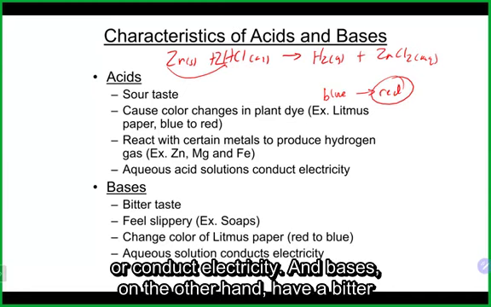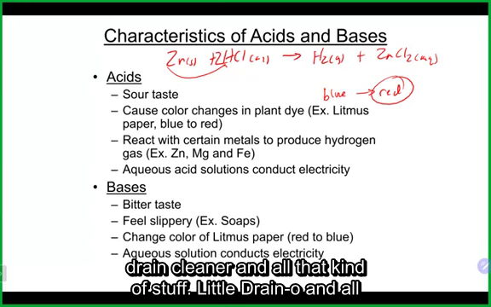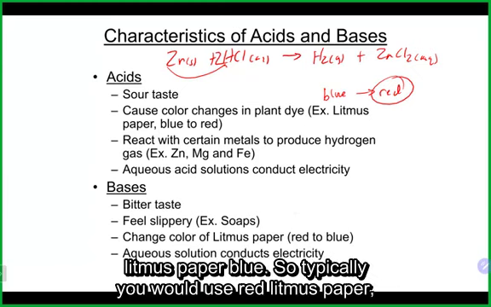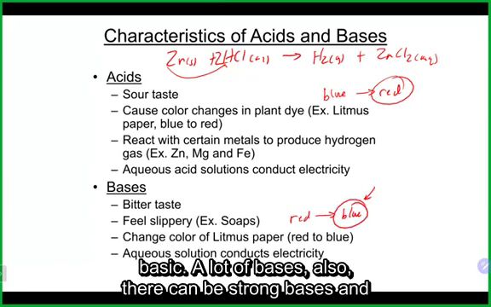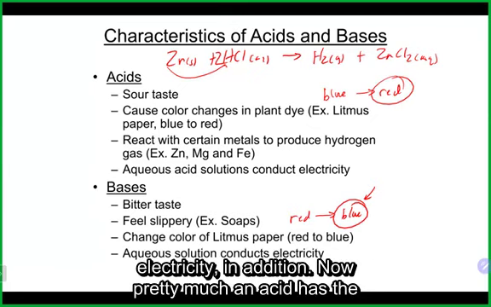Bases, on the other hand, have a bitter taste. They feel very slippery. A lot of soaps are bases, like drain cleaner and all that kind of stuff. Little Drano and things like that are typically basic. They also turn litmus paper blue. So typically you would use red litmus paper, and if it turns blue, blue is the color for basic. There can be strong bases and weak bases as well, and they are electrolytes and can conduct electricity in addition.